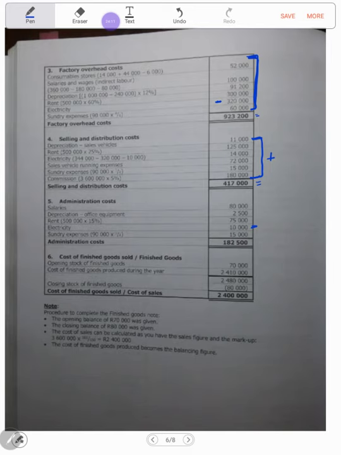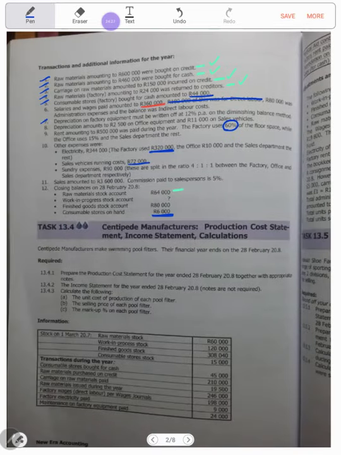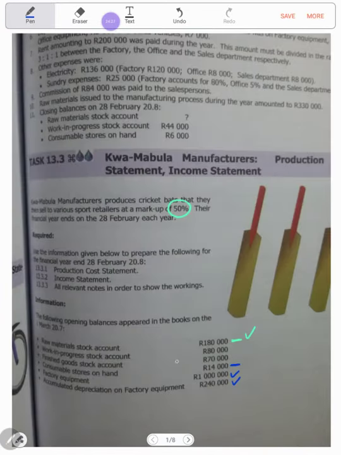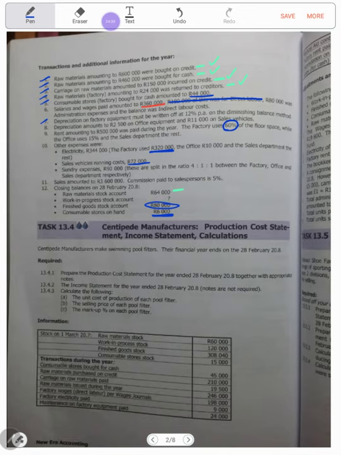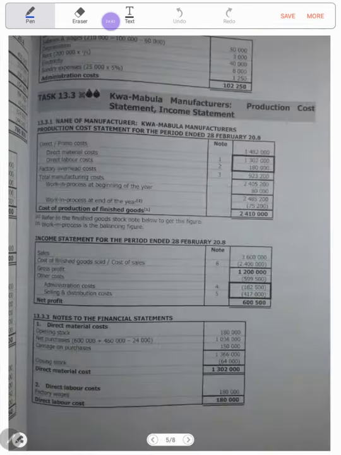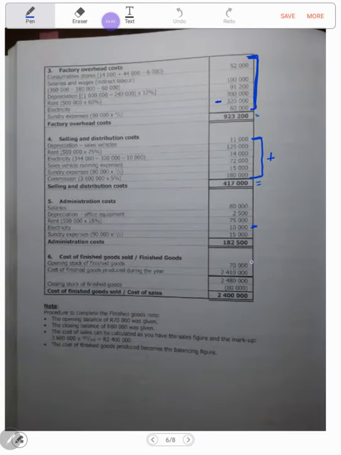Now we're going to be moving on to note number 6, the cost of finished goods sold / finished goods. They did give us an opening stock worth 70,000. Where did I get that from? There's my finished goods stock account, 70,000. And they also gave us the closing stock of 80,000. So I've got the opening stock, I've placed it at 70,000, and I've got my closing stock of finished goods. That is represented in brackets because it has not been finished as yet.